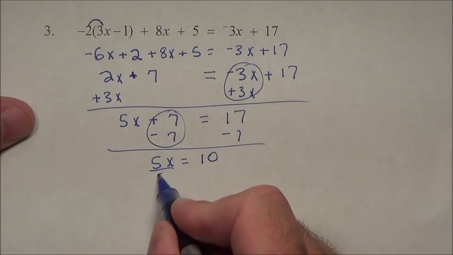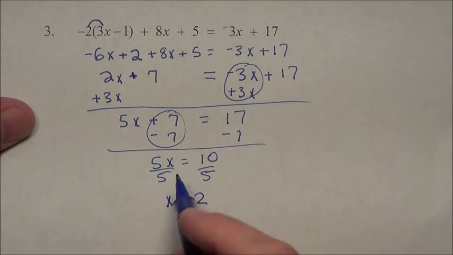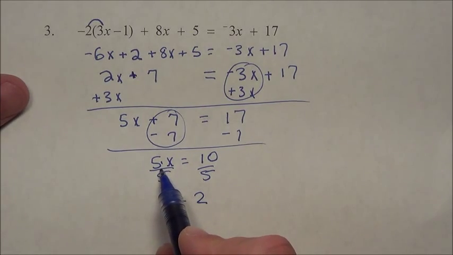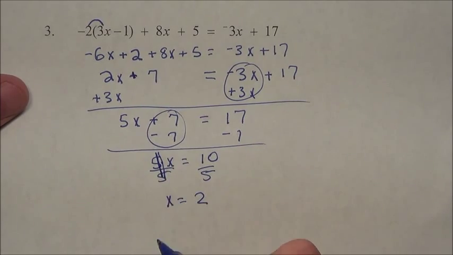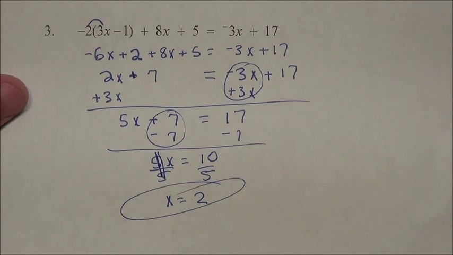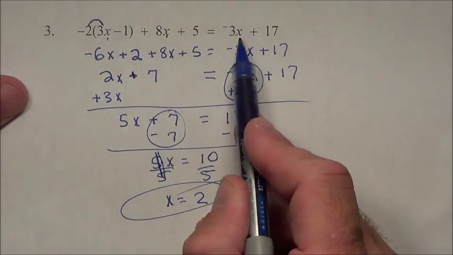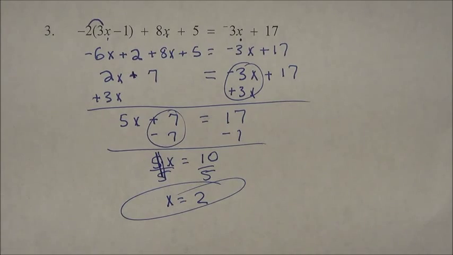I divide by 5 on both sides. X equals 2. I divided by 5 because I had to get rid of multiplying by 5, and the opposite of that is dividing. So I divided by 5 to create a 1 here because I want to know what 1x is equal to. In this case, 1x is equal to 2. That means if I take 2 and plug it in here and here and here, this left side and right side will balance out and be equal to one another.